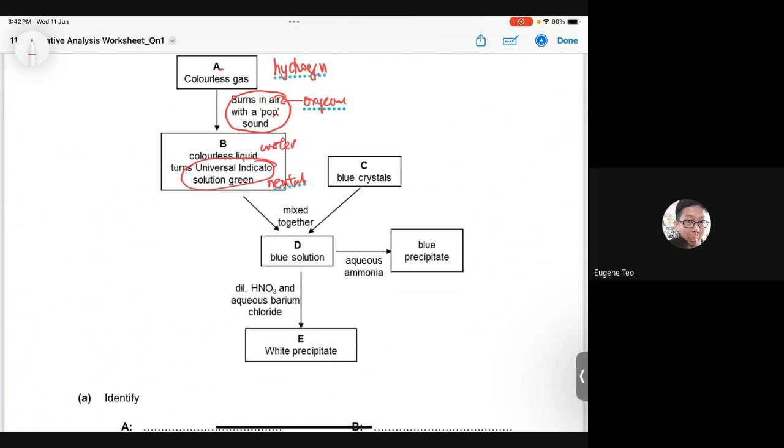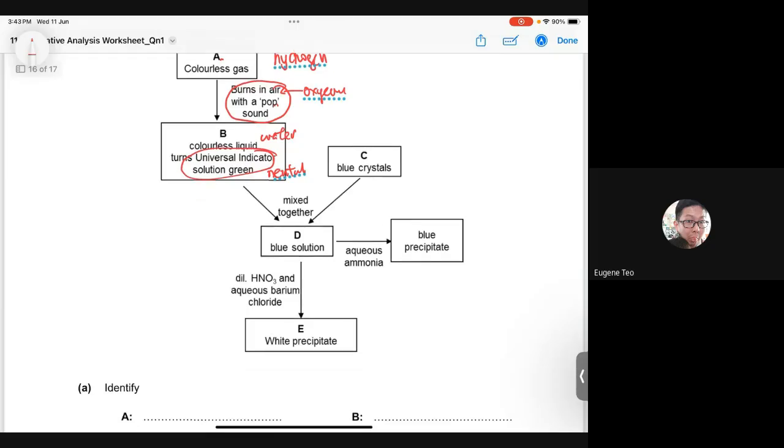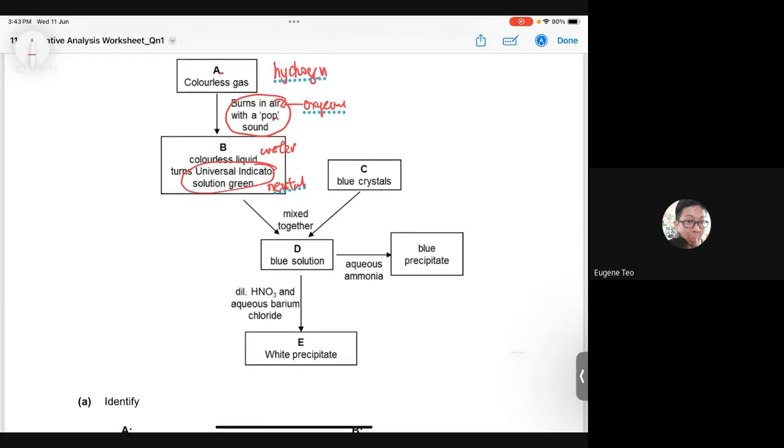Okay, as I mentioned before, hydrogen, when you do the lighted splint, actually you'll produce water. So B is water. Now I mix with blue crystal C to get a blue solution. So you know that this is just what they call dissolution, or you can just think of it as dissolving. You're dissolving the thing in the water.